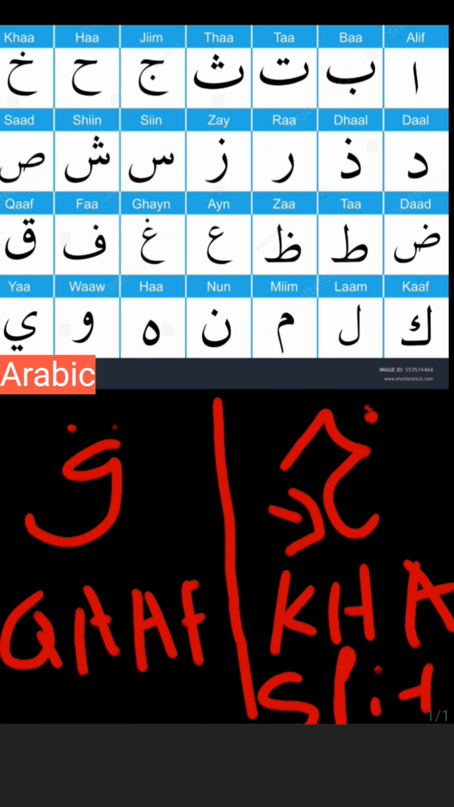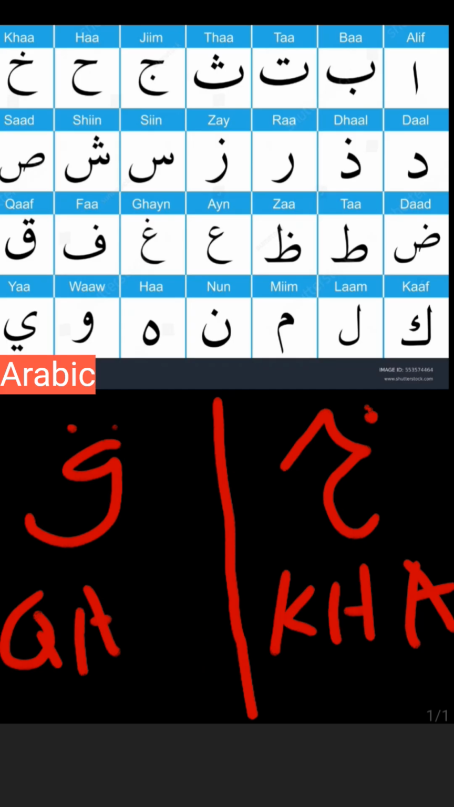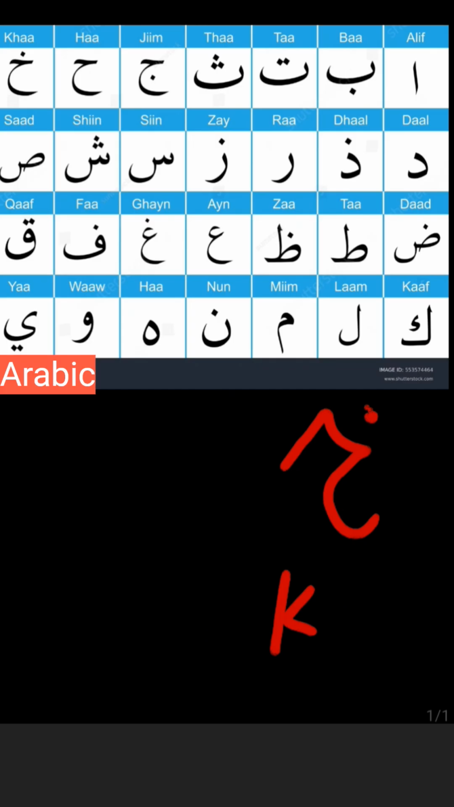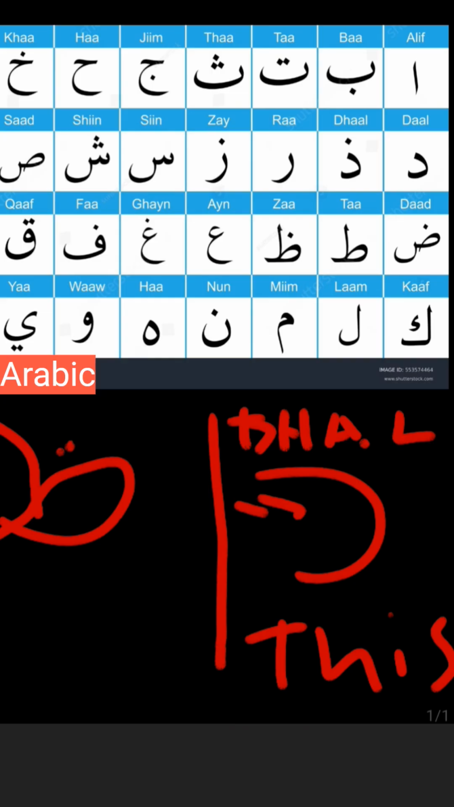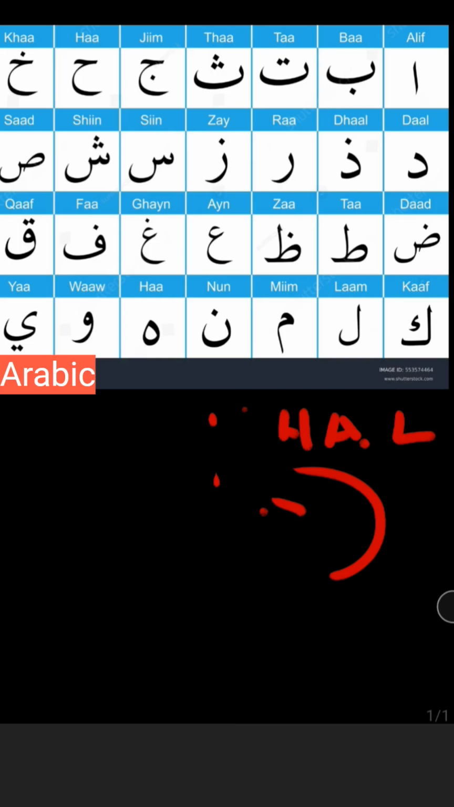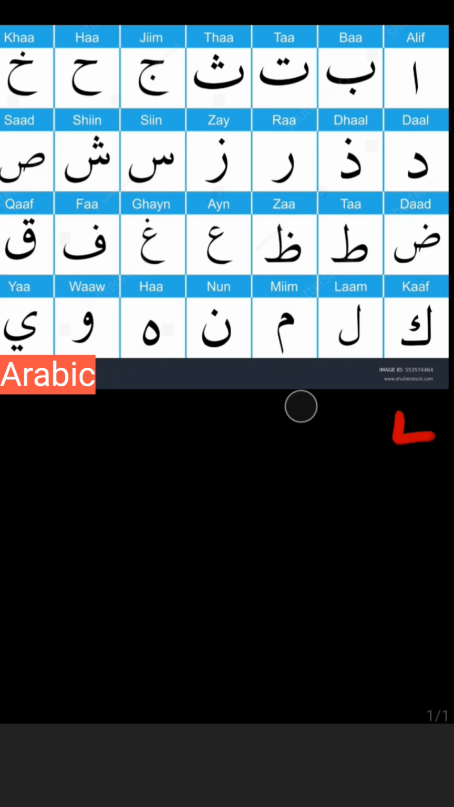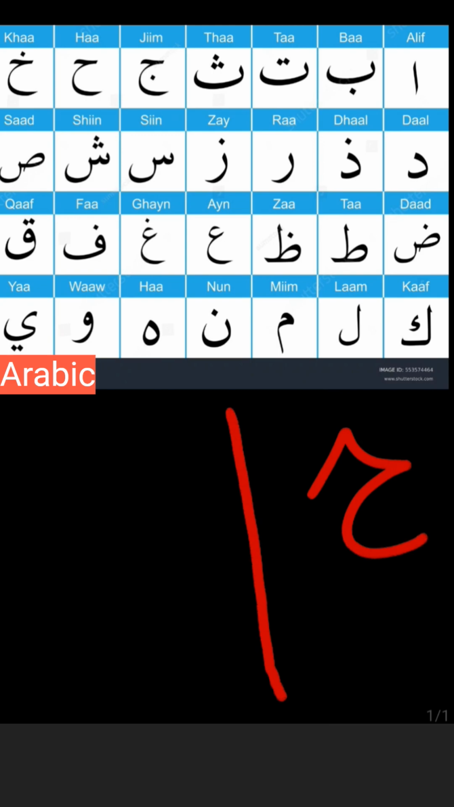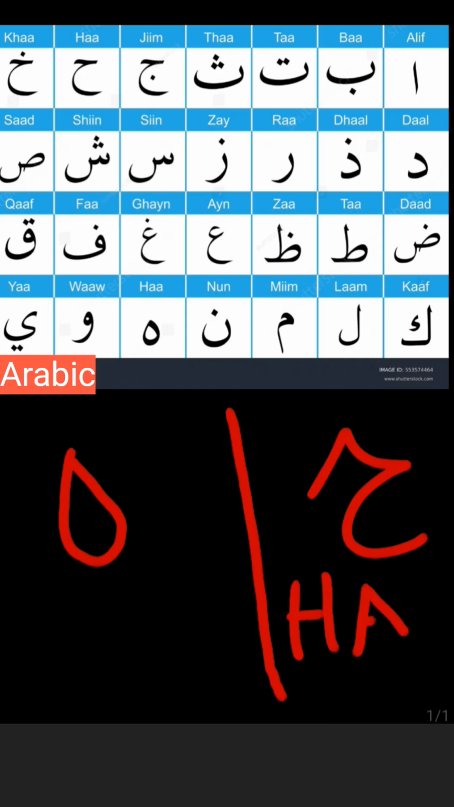Let me see if I can find any more similar ones. Oh, let me just erase that. I don't know how that keeps popping back up. Okay, I think the last similarity we have here is ha and ha. So this is the longer one, ha, and this is the shorter one, ha.